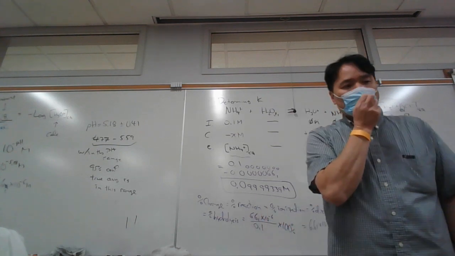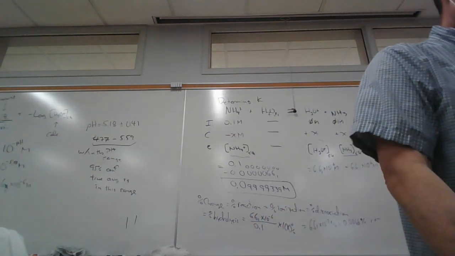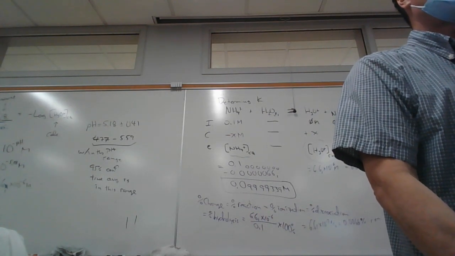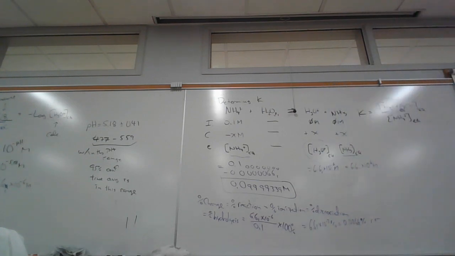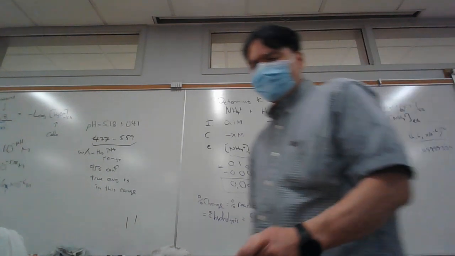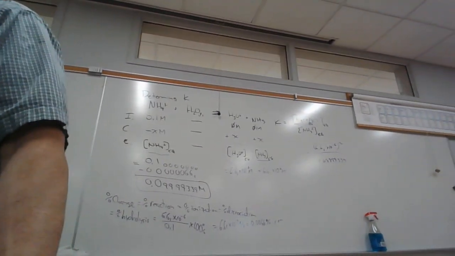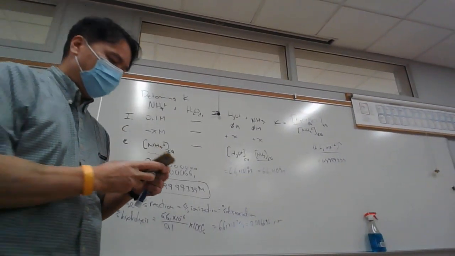Remember what the early chemists tried to do is they tried to find a pattern, and the pattern wasn't the percent reaction. Percent reaction didn't work. What worked was K. And so let's calculate K because that works. If we calculate K, it's going to be 6.61 times 10 to the minus 6 squared divided by 0.0999339. No units. K, really, there's no units here because K should be expressed in terms of activity. And activity is dimensionless.